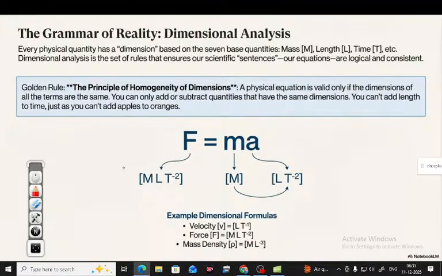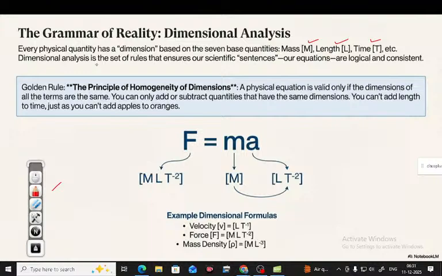The grammar of reality, dimensional analysis. Every physical quantity has a dimension based on the 7 base quantities. If it is mass, it is represented by capital M. If it is length, it is represented by capital L, time by capital T, etc. Dimensional analysis is the set of rules that ensures our scientific sentences, our equations, are logical and consistent.